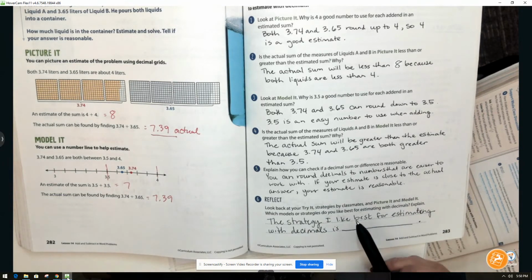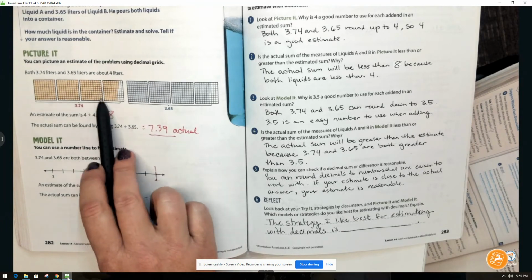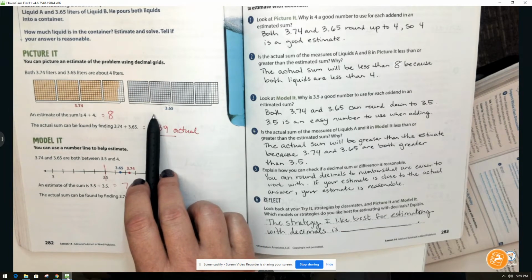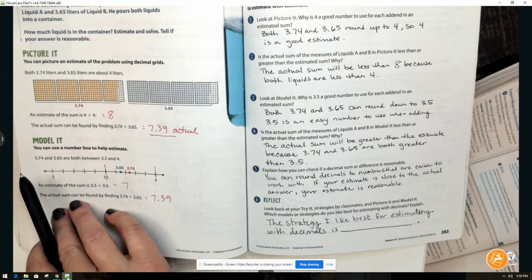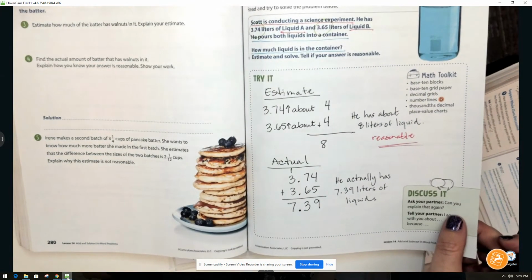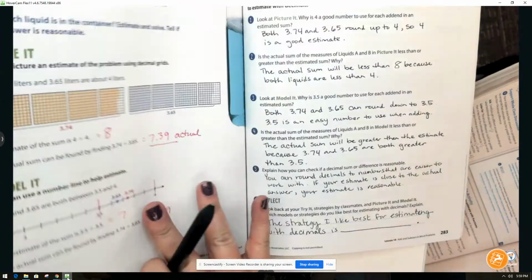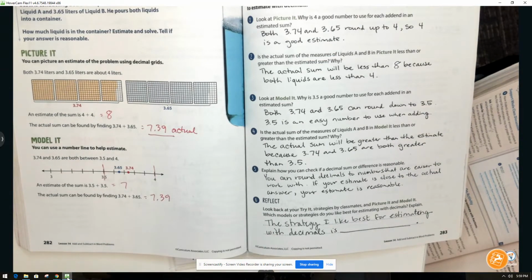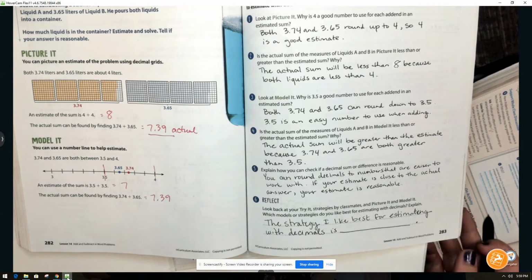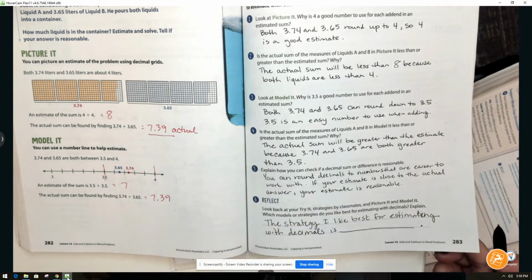And then finally, after you're done writing that down, you're going to reflect. The strategy I like best for estimating with decimals is, do you prefer using the decimal grids? Do you like using the number line? Or do you like just rounding to the nearest whole or half? I would just call this the standard method. I don't really know, I think that it was closer to this method here. So you're going to tell me the strategy you like best, and today you don't need to tell me why. I'm giving you an easy one today. When you're done, go ahead and go to page 284.